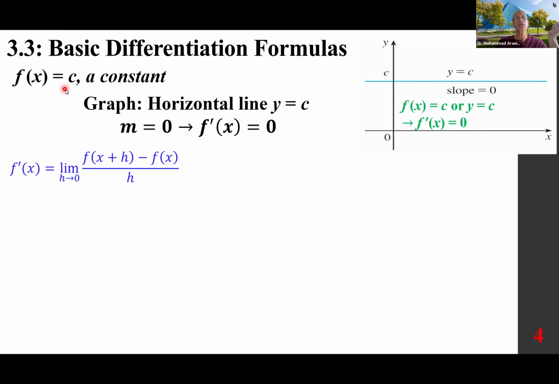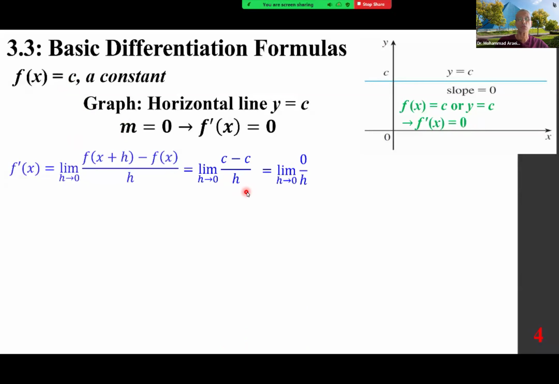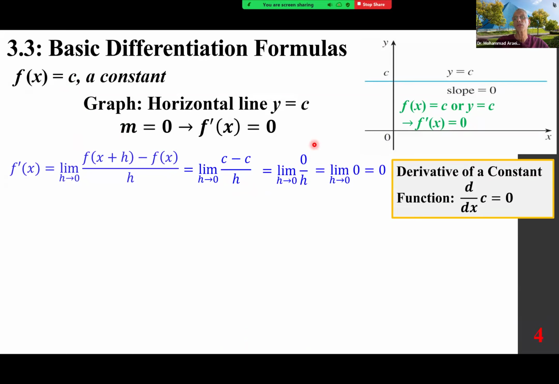On the other hand, if you want to go by the definition, f of x plus h, because this is a constant, f of x plus h, or f of x, or f of any number for that matter, f of 10, it remains at c. Now, c minus c over h. c minus c is 0. Remember, h is approaching 0. It's not precisely 0. It's very close to 0. And so 0 over h is 0. And that means the derivative of a constant function, d dx of c, is 0. Any number.